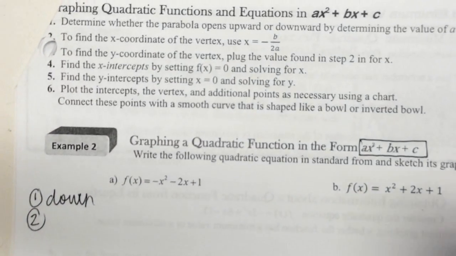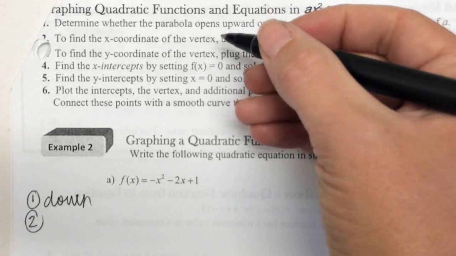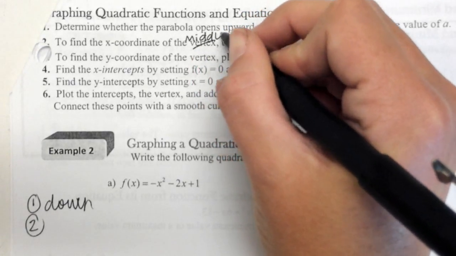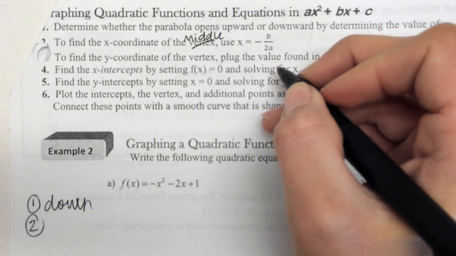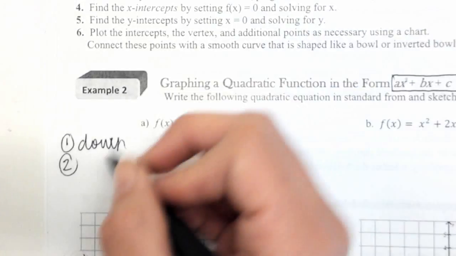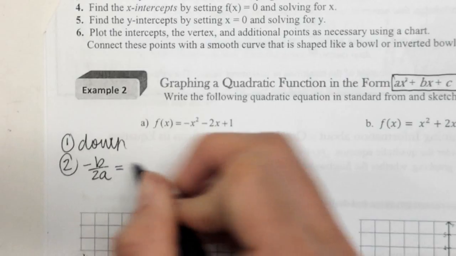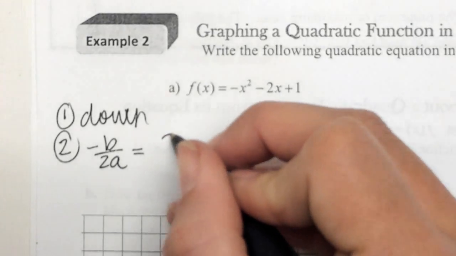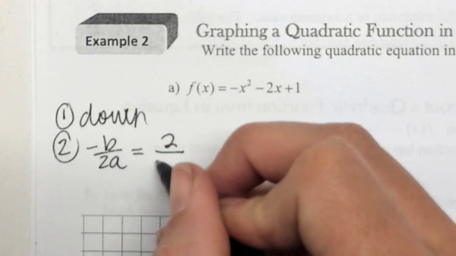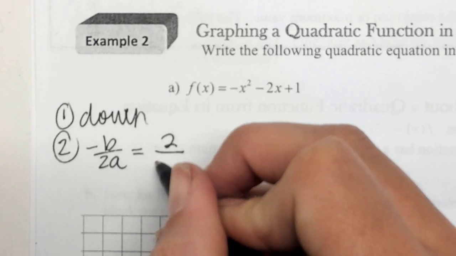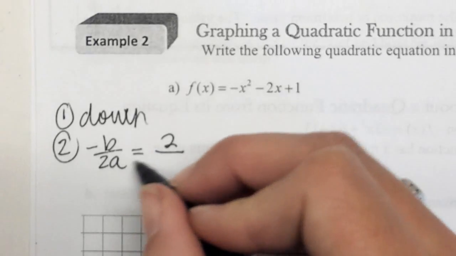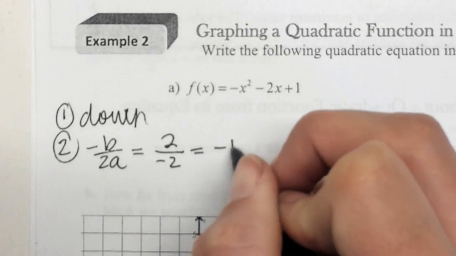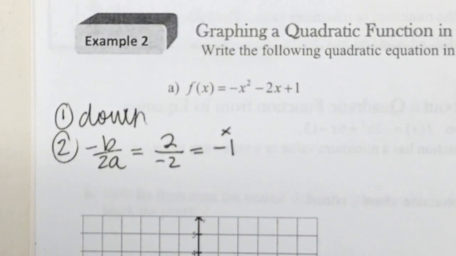Alright, now for 2, the vertex again is a fancy word for the what? Middle. Good. To find the x-coordinate of the middle, you're using this formula, negative b over 2a. So what is your b in this one? Good. So it'd be positive 2 because of negative 2, correct? Over 2 times a, and what is a? So it'd be 2 times negative 1, which is what? Thank you. So what is our x-coordinate? Alright. Again, that is just our x. I'm going to write an x above it.